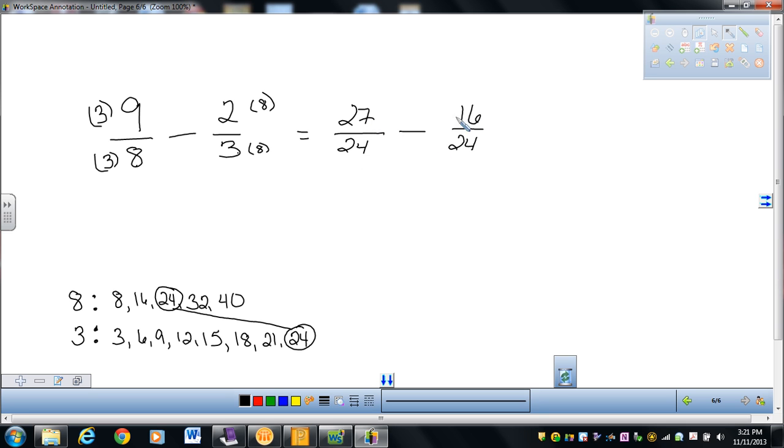And 27 minus 16 equals 11. And our denominator stays the same, so we've got 11 over 24. And that cannot be reduced any further because nothing goes into both 11 and 24. So it's going to say 11/24.